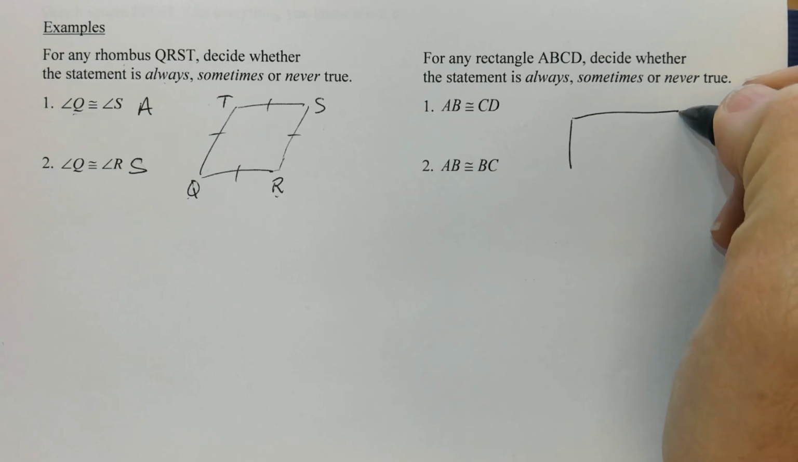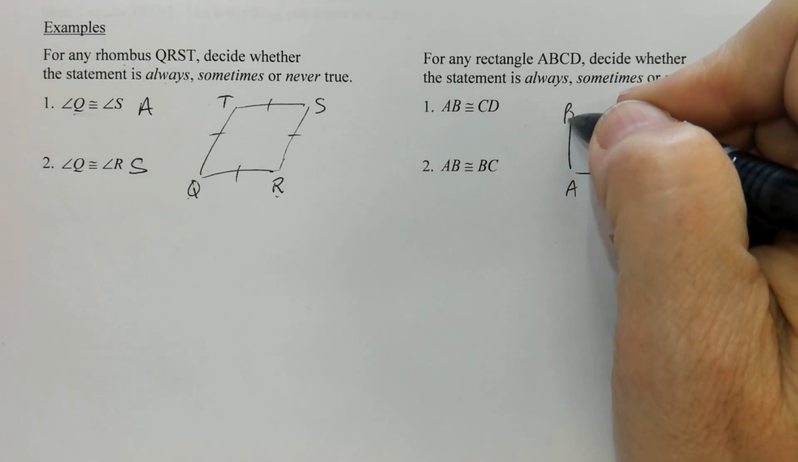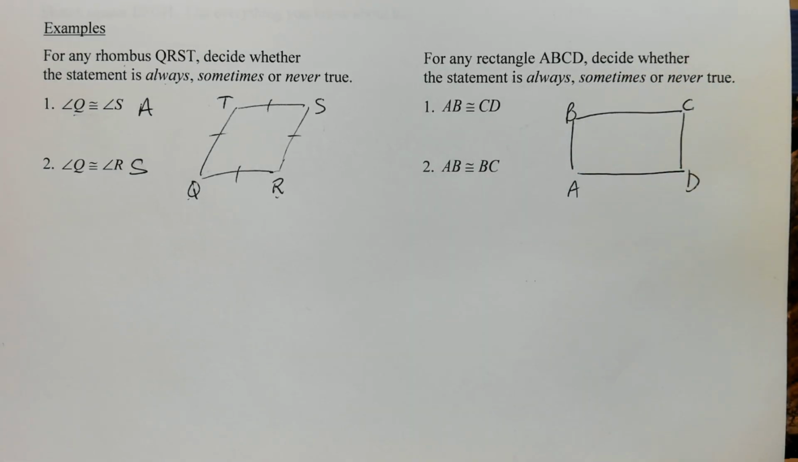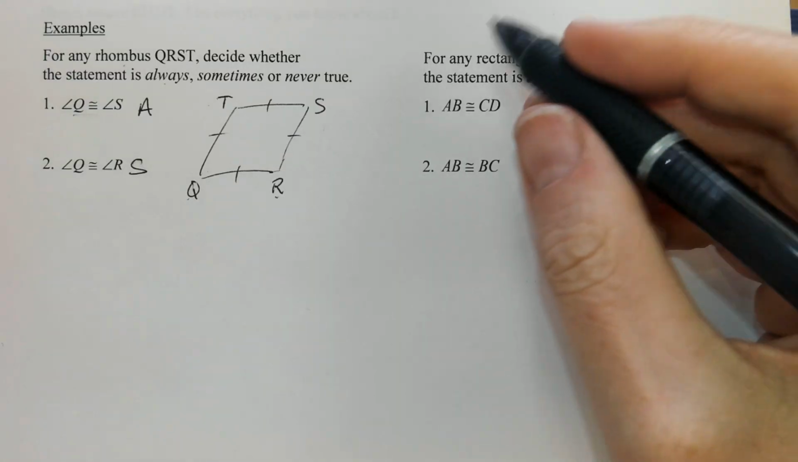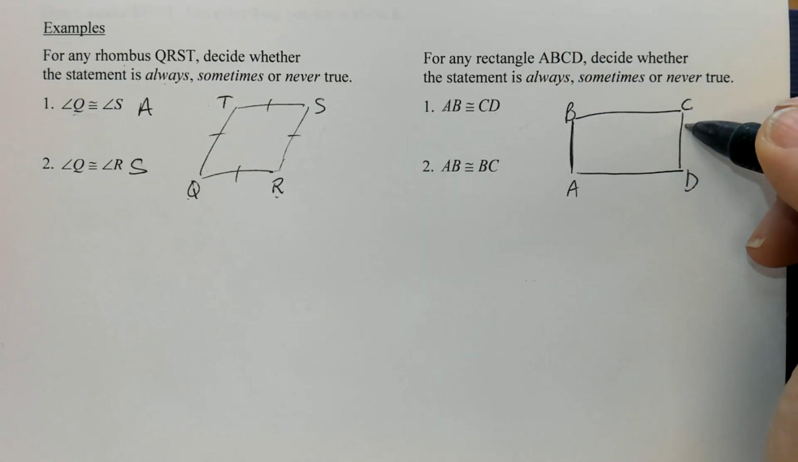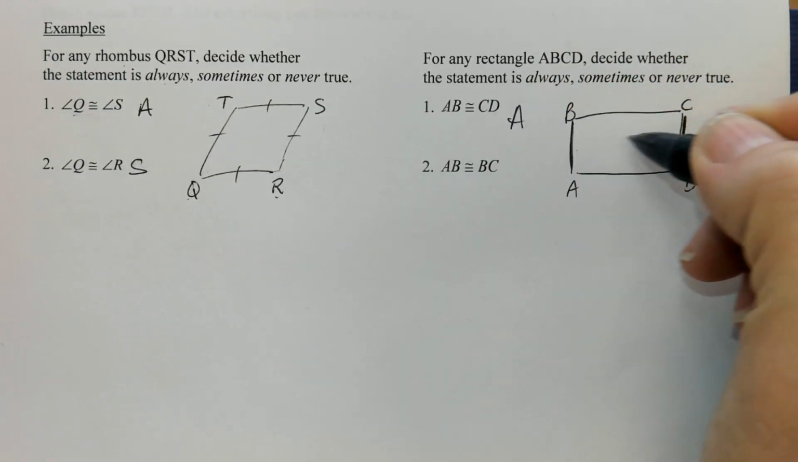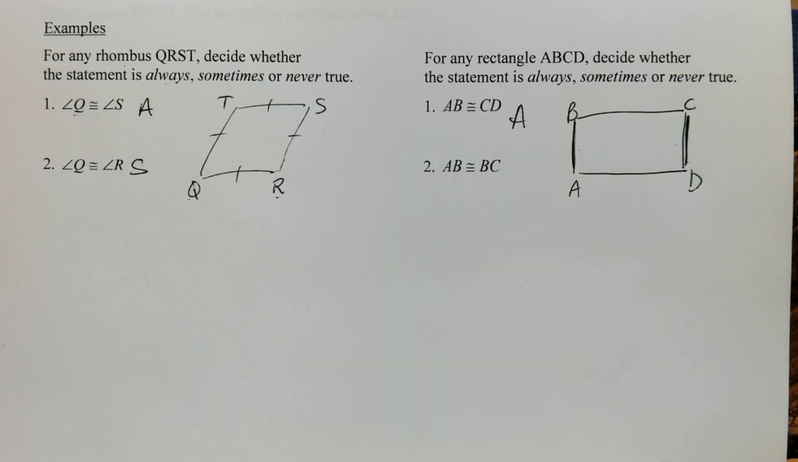Next up is for any rectangle. A, B, C, D. Again, doesn't matter what corner you start on. Just make sure you follow it around in a circle. AB and CD. So AB is right here. CD is right here. That's an always. Opposite sides are always congruent in a rectangle.